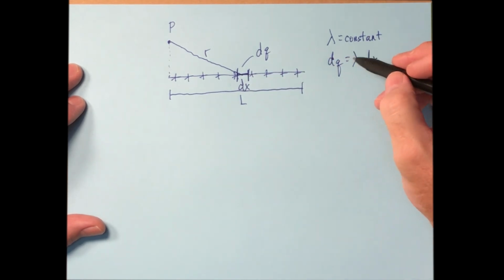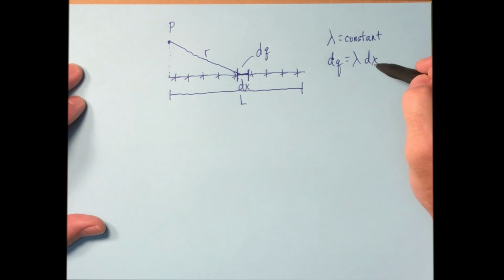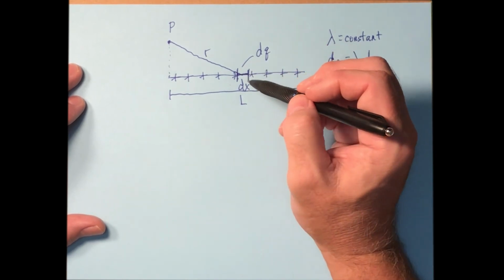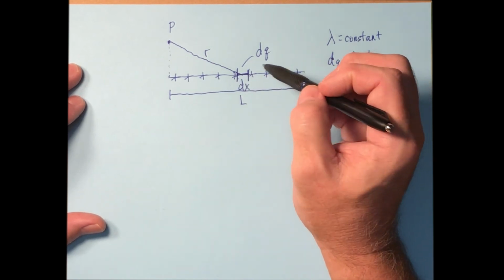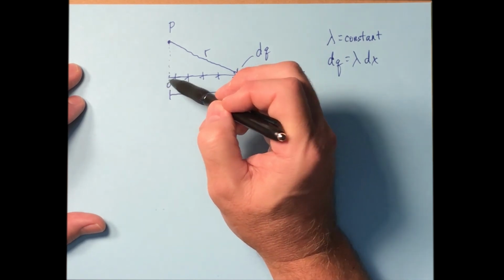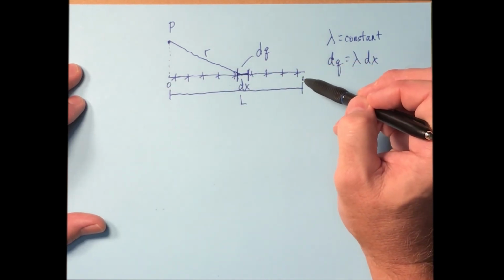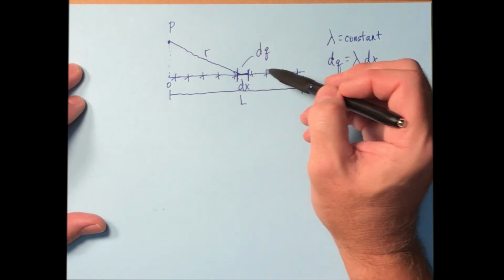Okay, and that comes about because lambda is charge per length. So this is dq, the charge, and this is dx, the length. All right, well, we'll divide this up into little sections. You've seen us do this sort of thing before. We're going to integrate from this end at 0 to this end at L. And as we do that, the R is going to change.